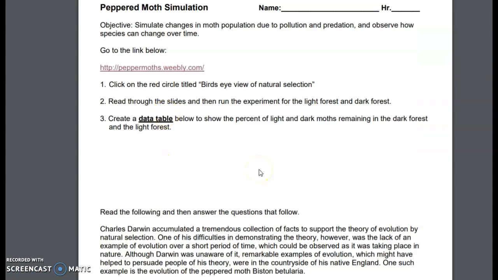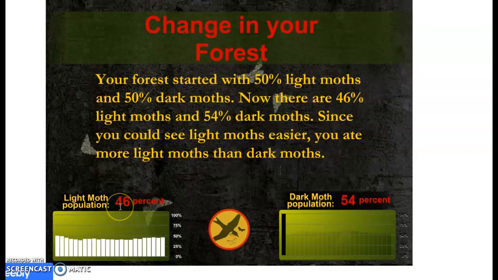Okay, on the data table, you'll have one for the light forest and one for the dark forest, each with its own title. You can put light and dark moths on the top or on the side, and then the other side will be original population and ending population. So for both light and dark, our original population was 50-50. In the dark forest, it was 46% for light and 54% for dark.